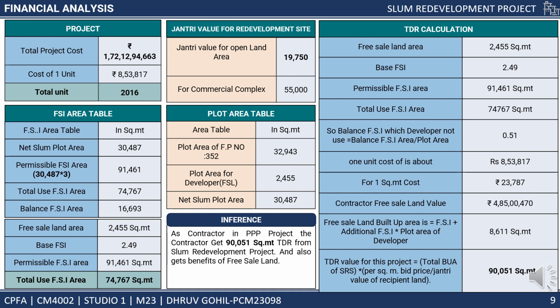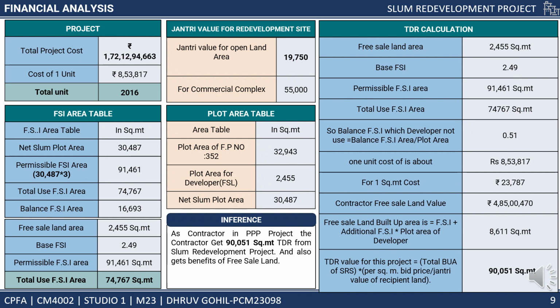In the FSI area table, the net slum plot area is about 30,487 square meter. The FSI for this project is 3, so the permissible FSI area is 91,461 square meter. The total FSI used area in this project is 74,767 square meter. So the balance FSI area is about 16,693 square meter, and the balance FSI which the developer does not use is about 0.51.